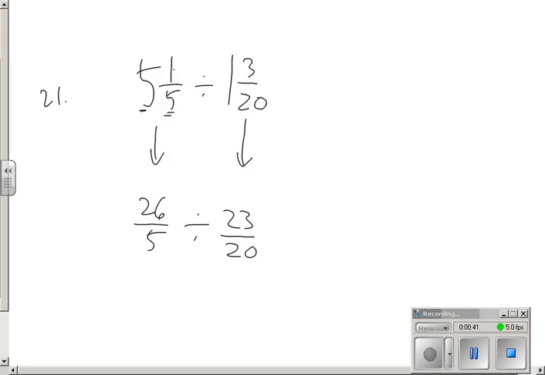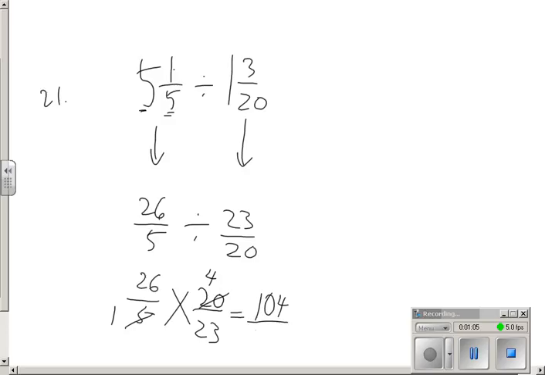Now I look at this and say, well, it's division, and we all know that we're not supposed to do division because that's a no-no. We change it to multiplication and use the reciprocal. Now I have a question where it's multiplication, so multiply the tops, multiply the bottoms. I like to cross-reduce. I'm going to do that. 20 over 5 is actually 4 over 1. That makes it easier for me. That gives me 104 over 23.